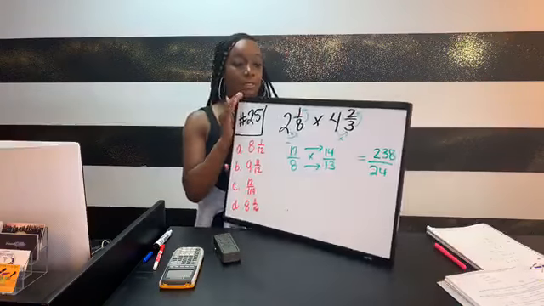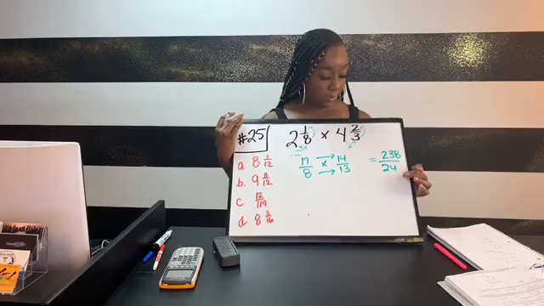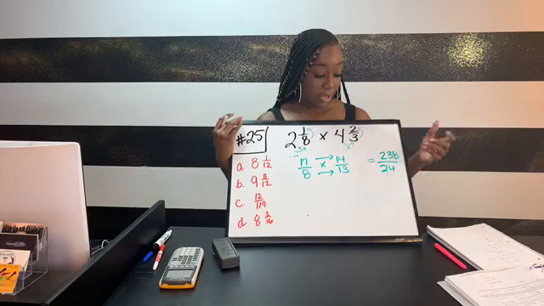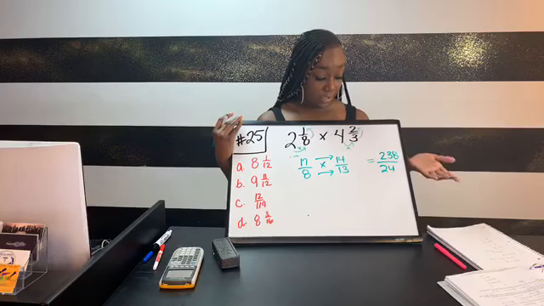All right, so that leaves us with 238 over 24. So remember, we can't leave it in this form. Anytime we have an improper fraction, we're going to change it back to a mixed number.